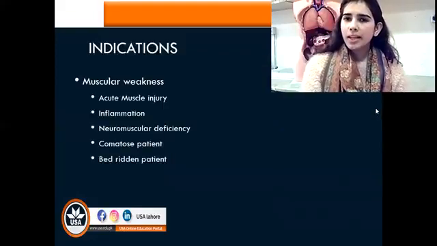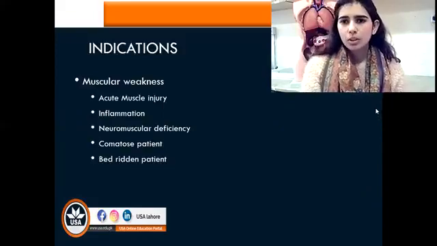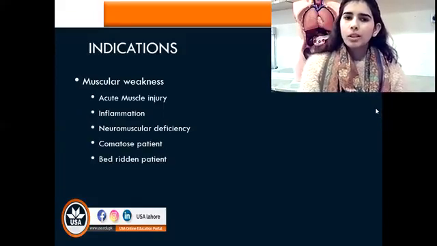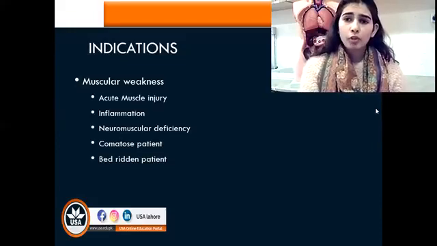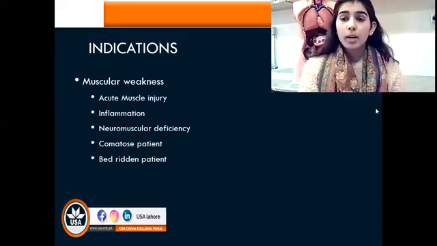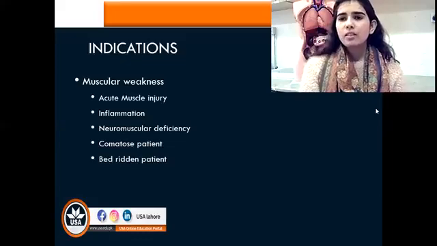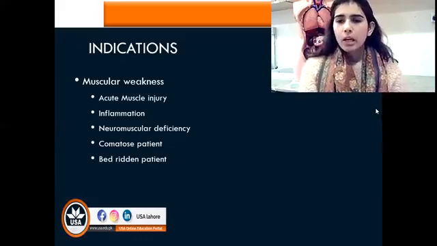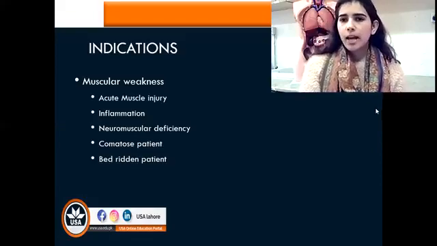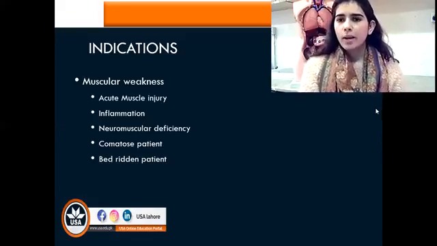What would be the indications of these passive movements? Well, muscular weakness is the very big indication to perform passive movement on the patient, but remember always that this is not the only thing to consider. But considering it as the very first indication of passive movement, this muscular weakness can be caused by different reasons.